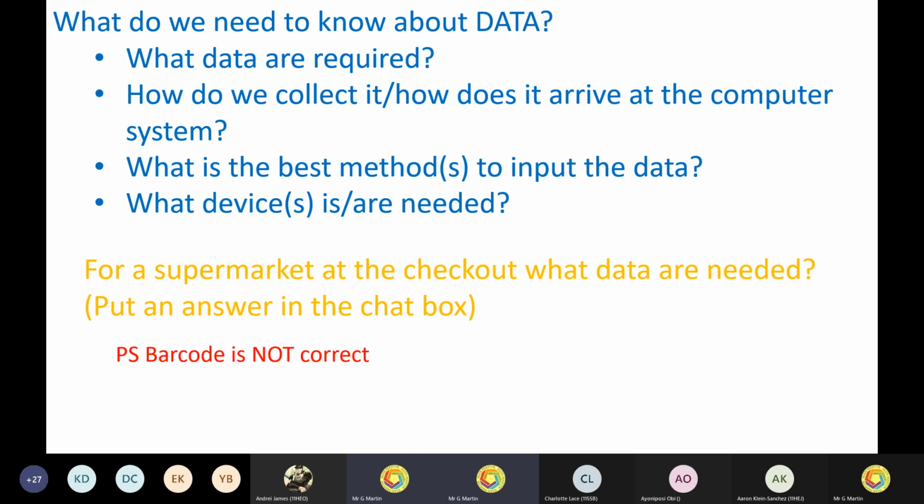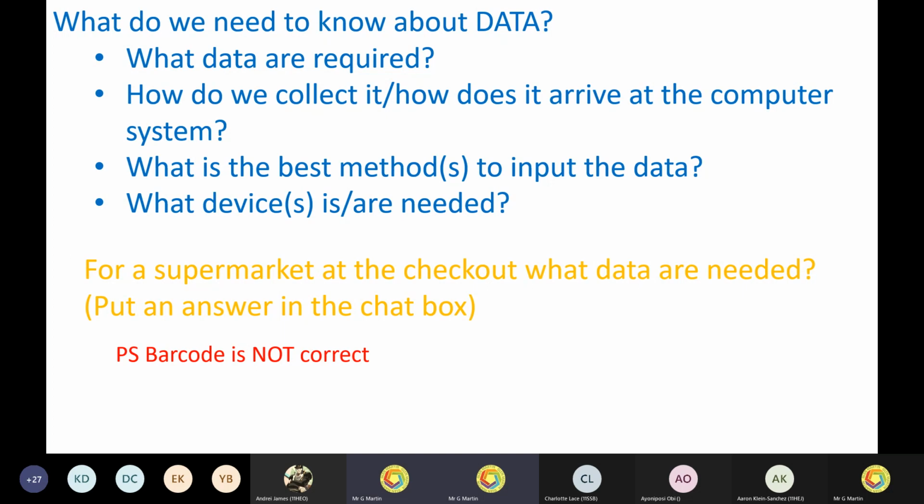Thank you for that. So I was expecting one answer, but in fact there are a couple of correct answers there, but they come in from different situations. So at a supermarket checkout, the main thing, if you put barcode, the barcode is a method of entering data. It is not the data itself.